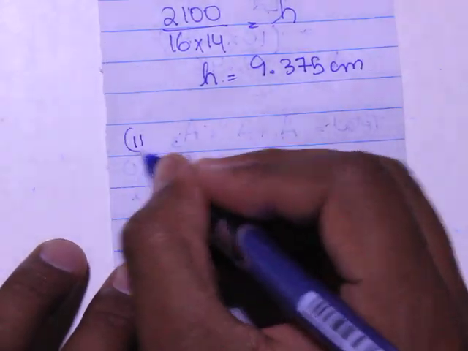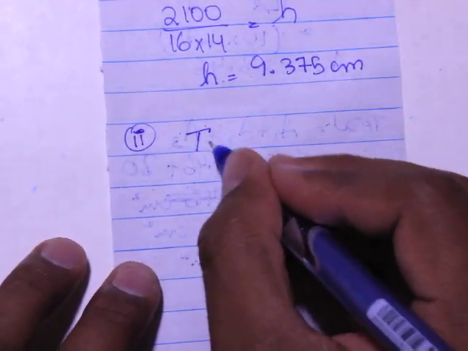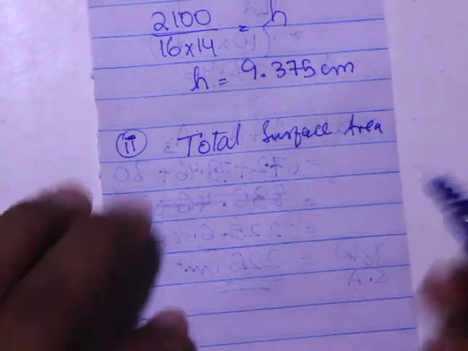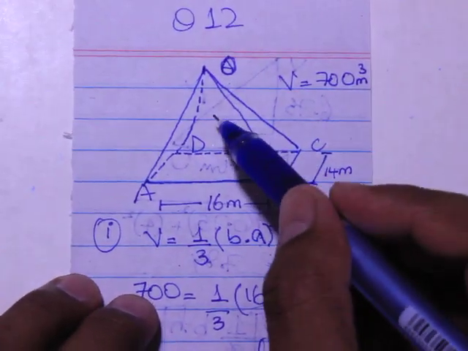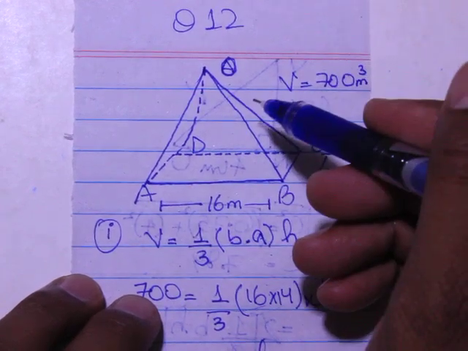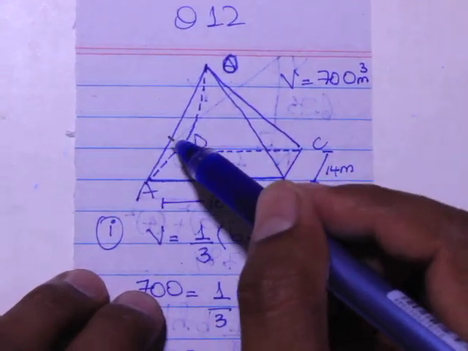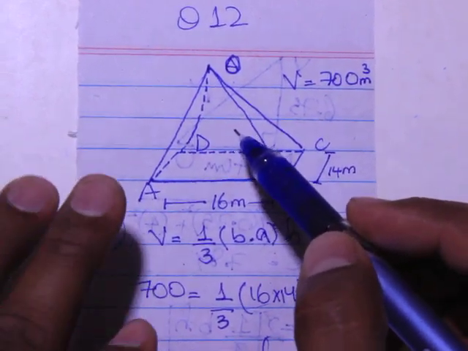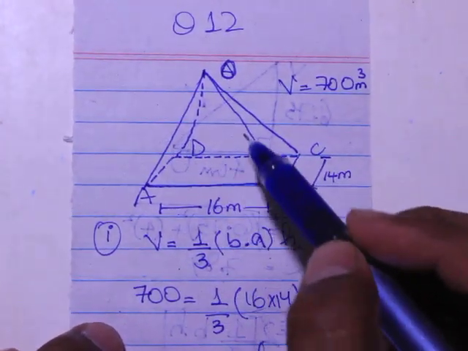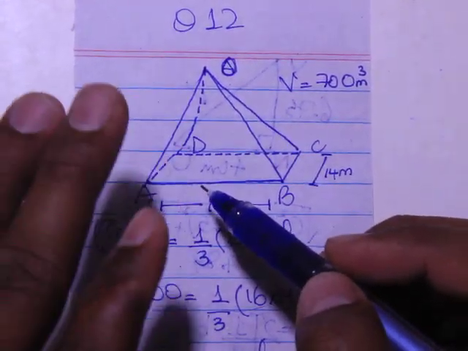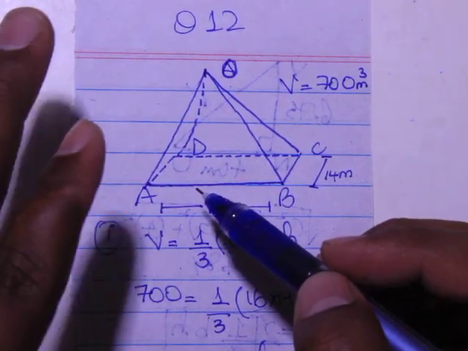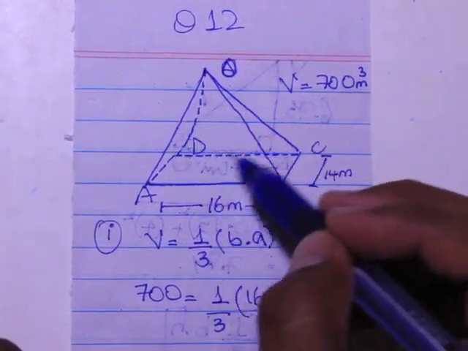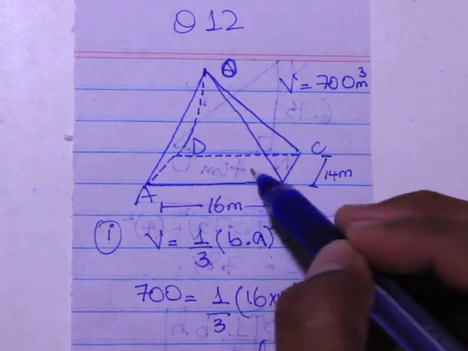The second part is the total surface area. Again I am explaining one more time that if we require the surface area, we must want the area of these four faces. One, two, one is on the back side, and the last one is on the left hand side. So one, two, three and four. If we require only the surface area, we will calculate the areas of these four faces. But in this one, as in question number 11, in question number 12 we are required to find the total surface area.